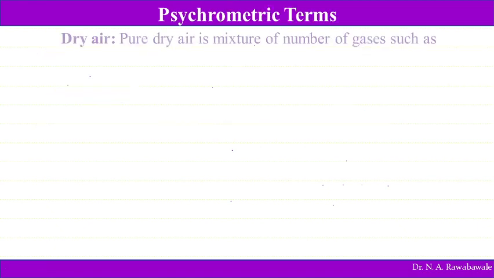Now the terms which we want to study here: the first term is dry air. What is dry air? Pure dry air is a mixture of a number of gases. Which are the gases present in the air? Nitrogen is present, and the second is oxygen. Nitrogen and oxygen are the major constituents of air.